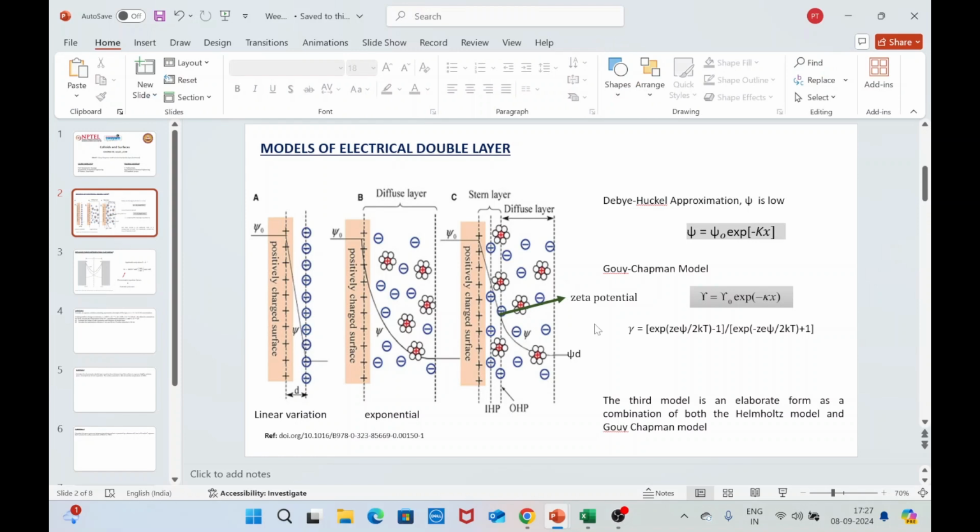So that's about the third model, which is a combination of both the Helmholtz and the Gouy-Chapman model. It's a more elaborate model, as I said previously, which takes into consideration both the Helmholtz and the Gouy-Chapman model.